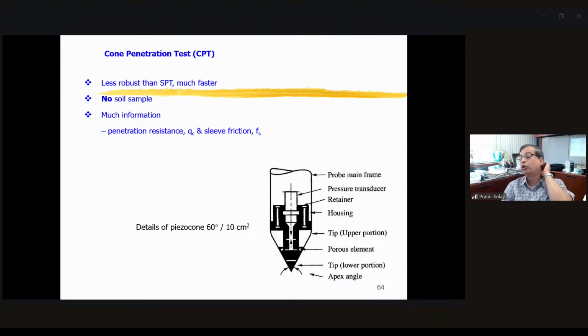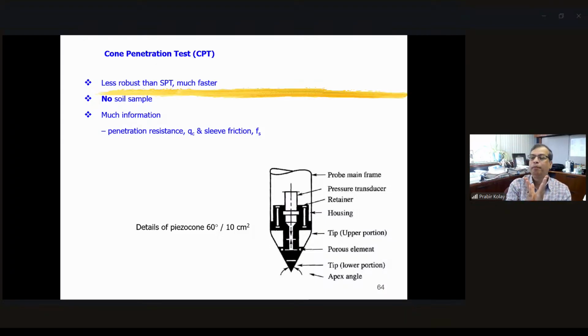Then the cone penetration test. The cone penetration is less robust than SPT, but much faster, obviously, and the only thing is there is no sample collection. Mostly people use the Dutch cone, because the Dutch people started it, so that's why we sometimes call it the Dutch cone. The angle is 60 degrees. There is no hammer, you just push it into the ground.